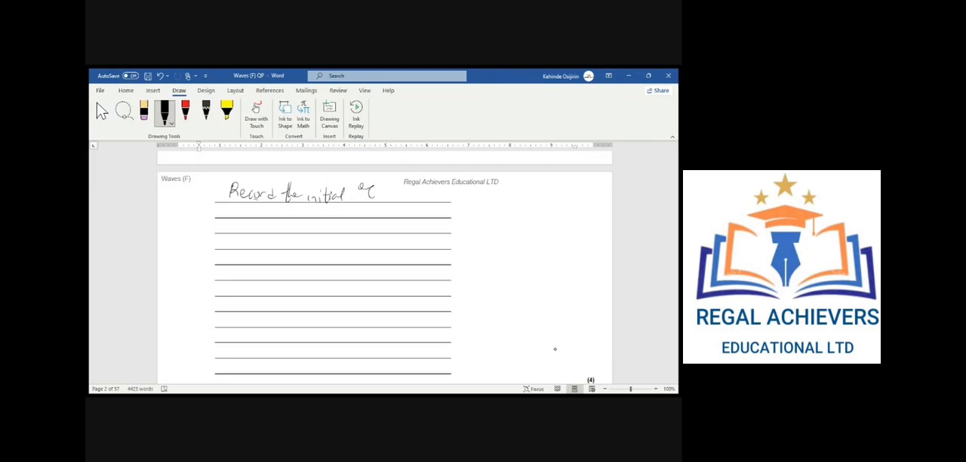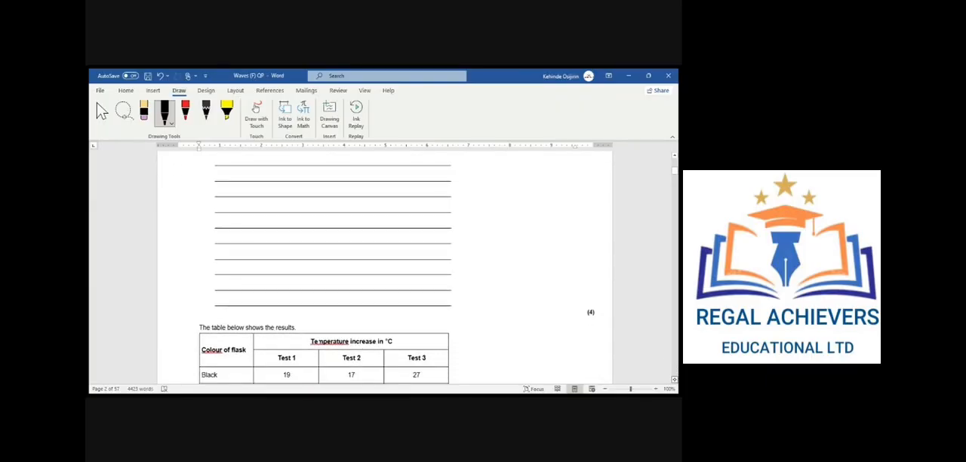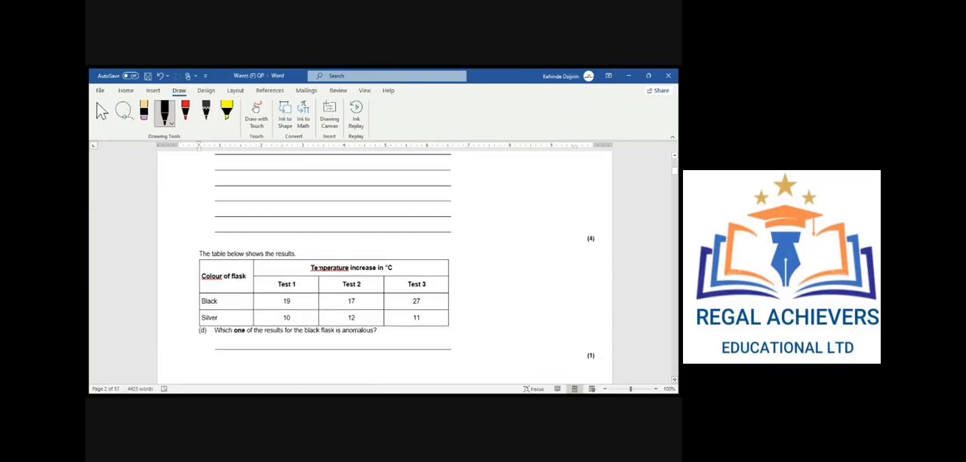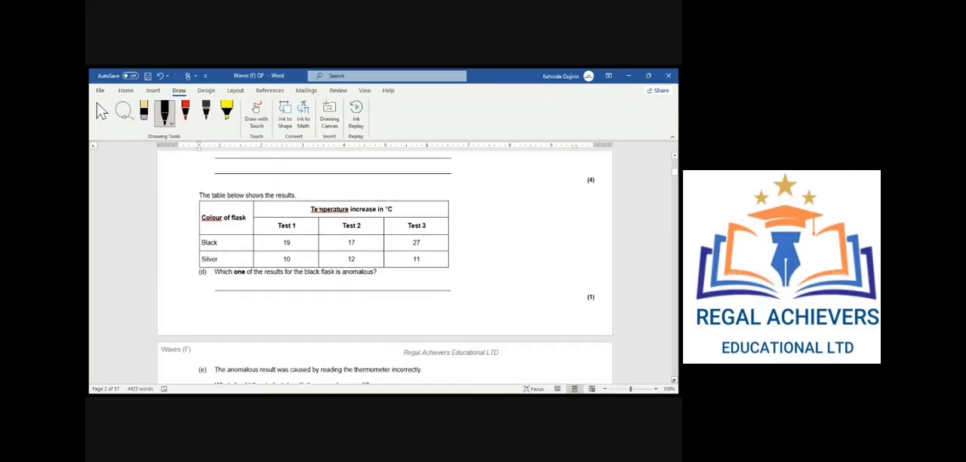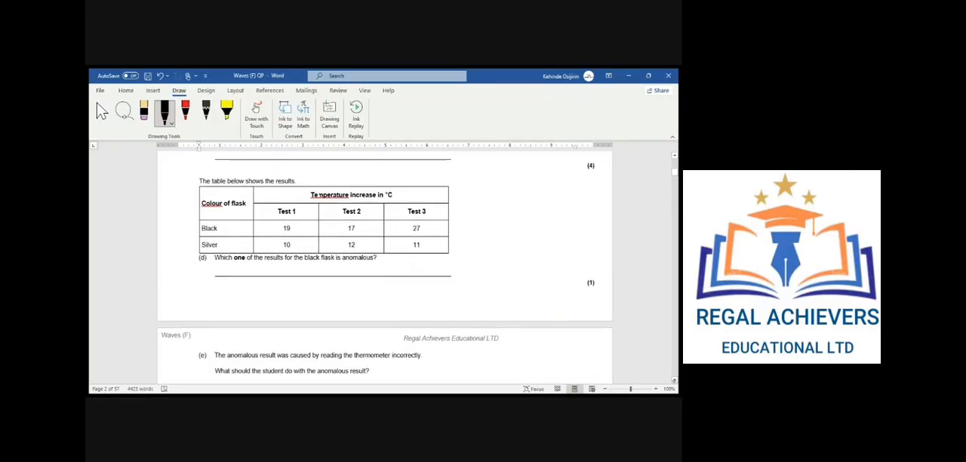And the last thing you want to do is to check if the temperature inside the flask had increased by different amounts within that 5 minutes. That is a brief investigation that can be done in that regard. The table below shows the results.